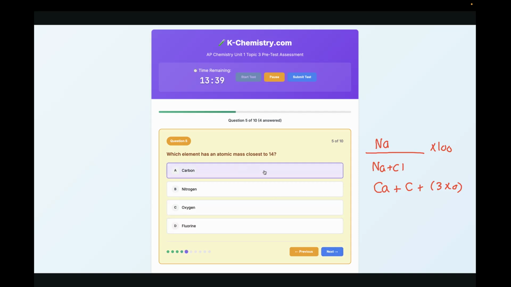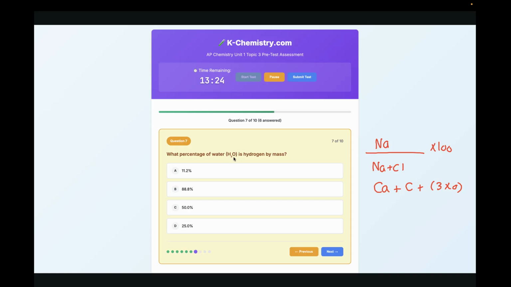Which element has an atomic mass close to 14? The carbon, I think, is almost 12, and nitrogen is 14. And what is the molar mass of ammonia? You have to answer this carefully because you will get to know at the end what your answer is.